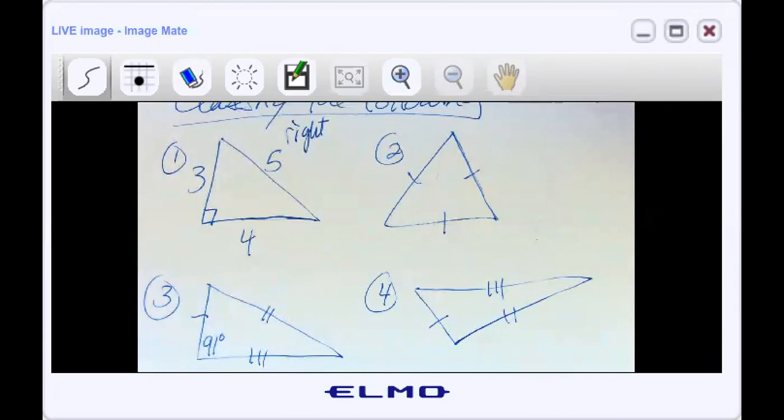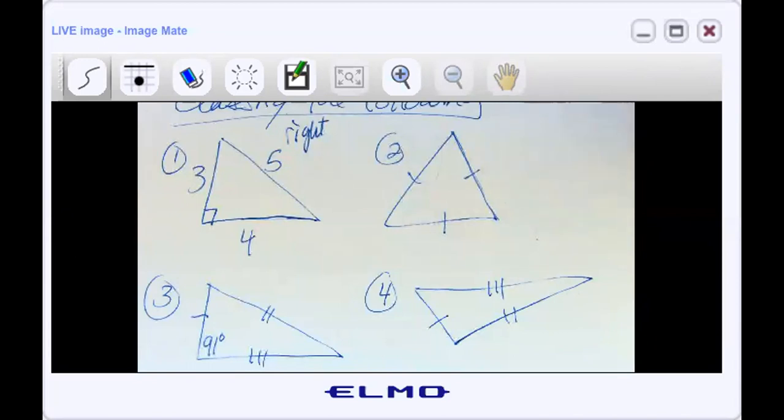Come on, people. I know you know. What number are we doing? Number 1. Yeah, it's a right. So I'm looking for if it's a right isosceles. Is it? No? Maybe? I don't know. Hang on.